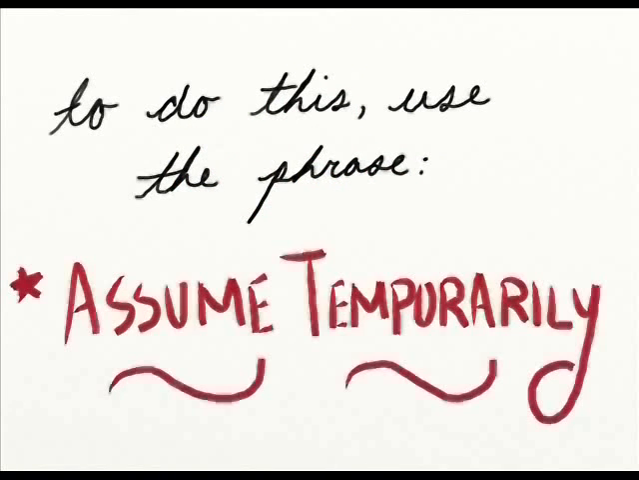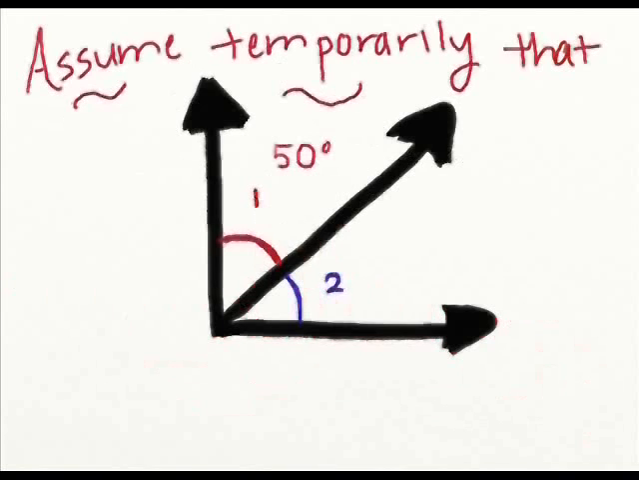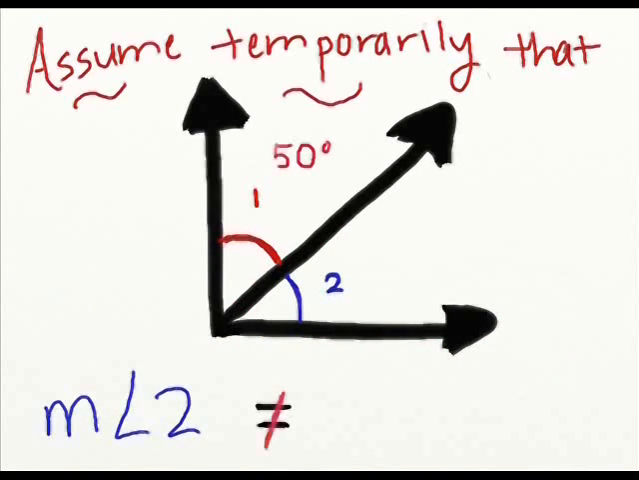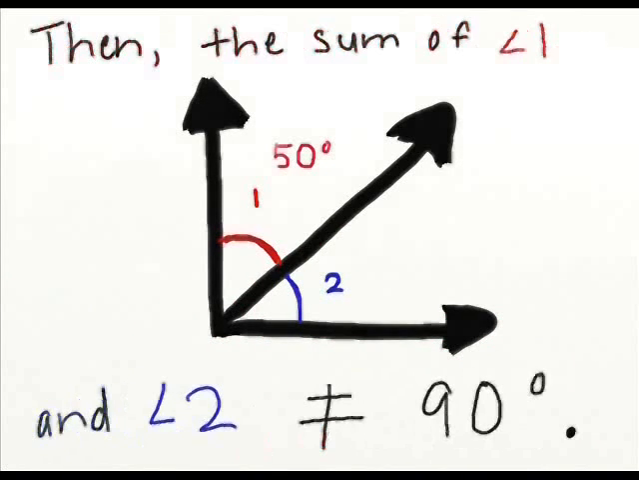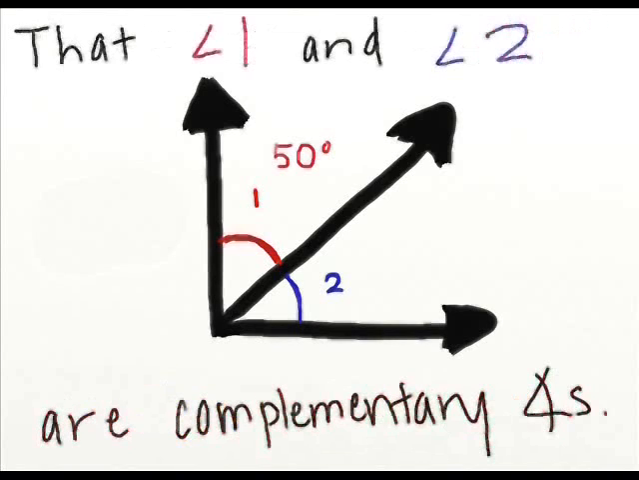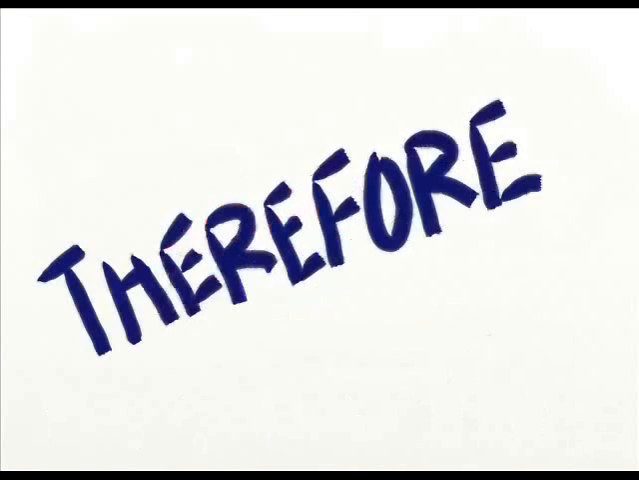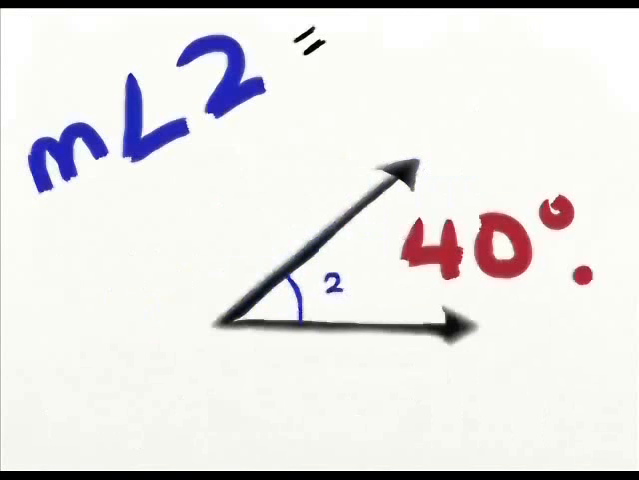We start off with the phrase, assume temporarily. So assume temporarily that the measure of angle 2 does not equal 40 degrees. Then, the sum of these two angles wouldn't equal 90 degrees. But this would contradict the given information that these two angles are complementary. So, the measure of angle 2 is 40 degrees.